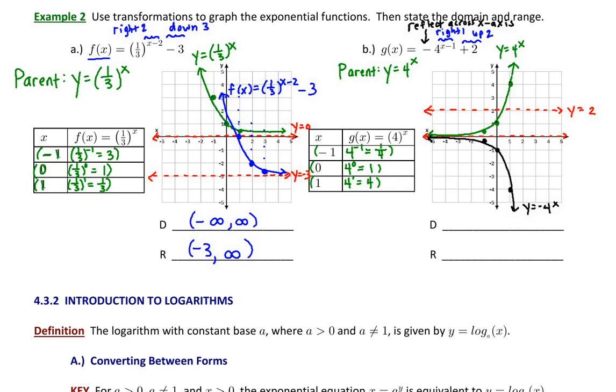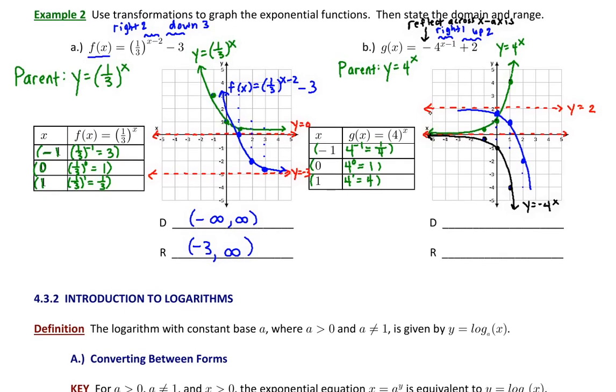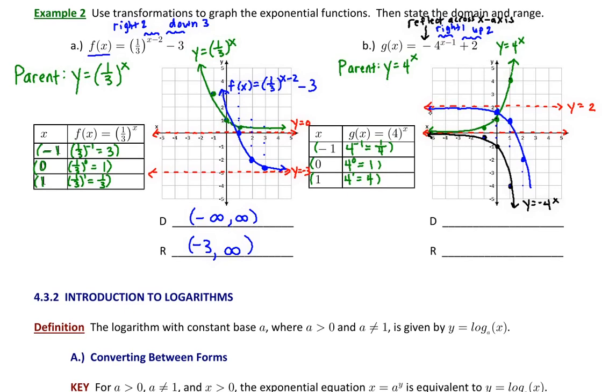Then we'll take each of those black points, move them right 1 and up 2. So we're going to go right 1 unit, up 2, right 1, up 2, right 1, up 2. And then create a curve that's the same shape and size as the black curve, but it is just in a new location. And that's our function. Actually, we call that one g of x equal to negative 4 to the x minus 1 plus 2.